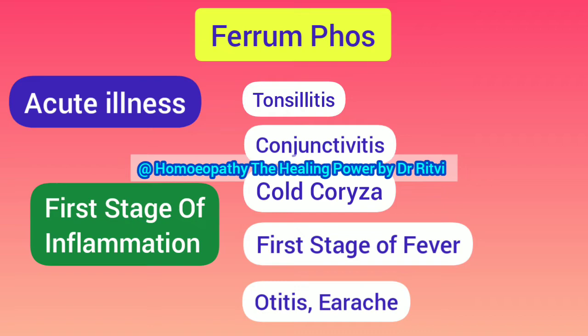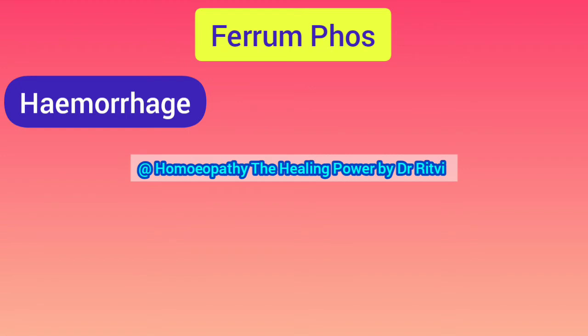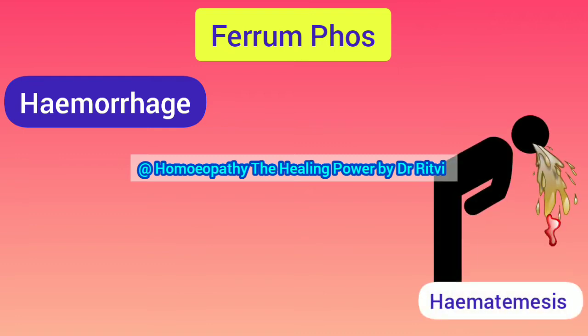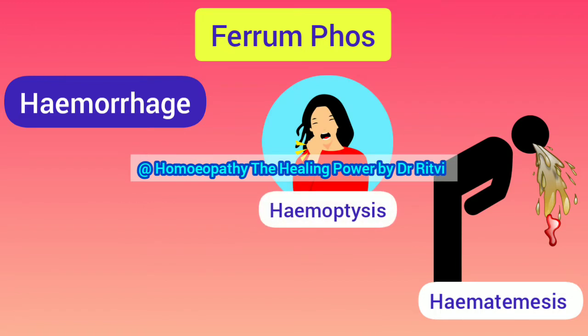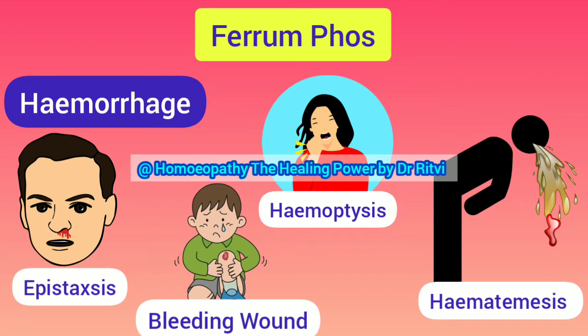Friends, the second most important and very useful symptom in Ferrum Phos is hemorrhages. Yes friends, Ferrum Phos is one of the best medicines useful in hemorrhages from different orifices of the body. There are certain conditions like hematemesis, hemoptysis, epistaxis or bleeding from wounds. And here the blood is bright red in color. Ferrum Phos, if used in this condition, will stop the bleeding immediately and relieve the symptoms.